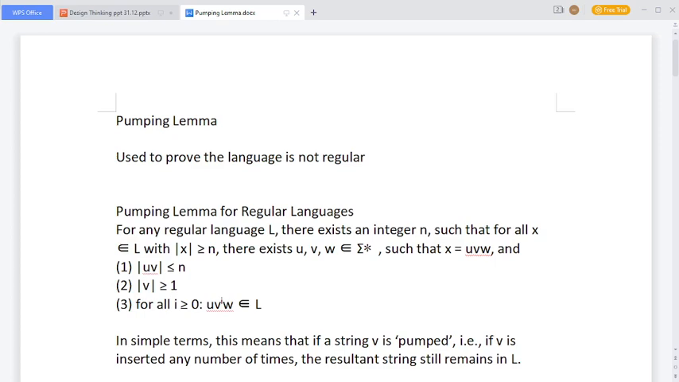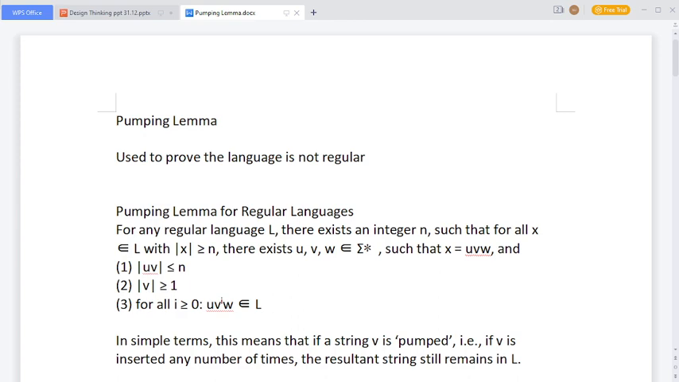My dear students, today my topic is the pumping lemma. The pumping lemma is used to prove that a language is not regular, and it is also used to prove that a language is not context free. This pumping lemma is used in two scenarios. First, I am going to discuss the pumping lemma for regular languages, which is going to prove that the language is not regular.